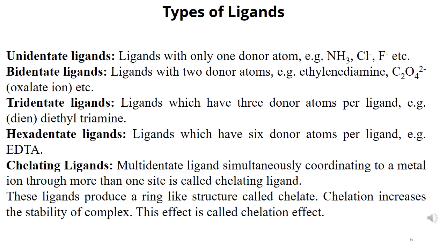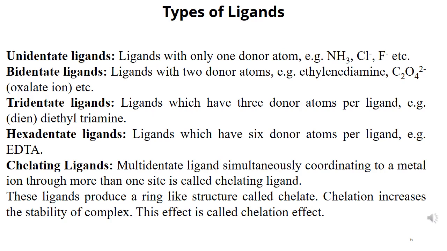So here we will discuss types of ligands in detail: what are unidentate ligands and their examples, and what are bidentate or polydentate ligands. Unidentate ligands are those ligands which have only one donor atom. Like ammonia can donate one pair of electrons, and chloride and fluoride can donate one pair of electrons to the metal ion. So they are unidentate ligands.